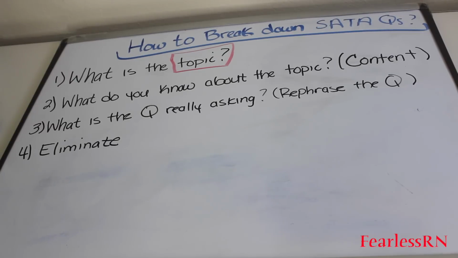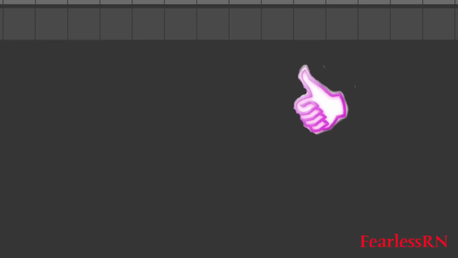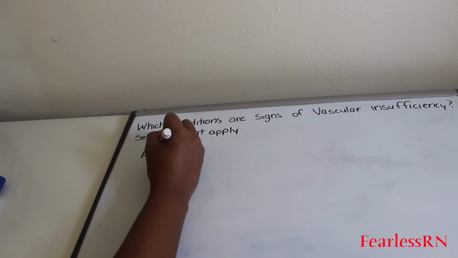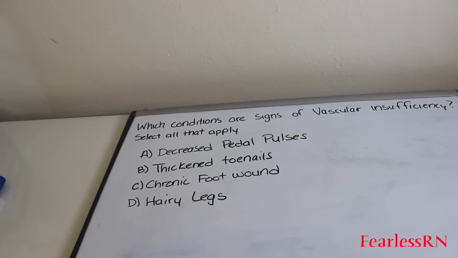Please go back to my previous video on how to answer select all that apply questions because I do provide more tips there. Now let's use a sample question and see if these tips work. The question says, which conditions are signs of vascular insufficiency? Select all that apply.